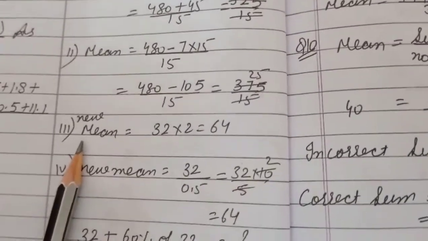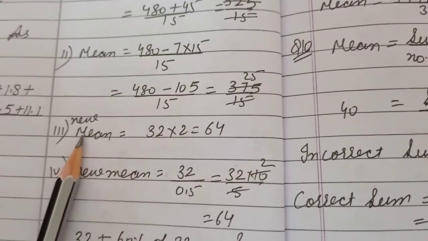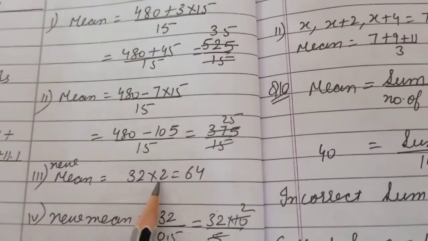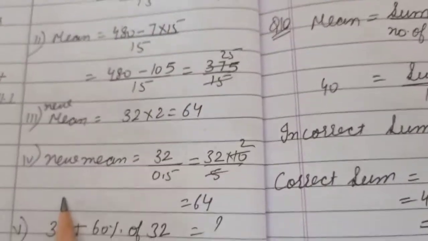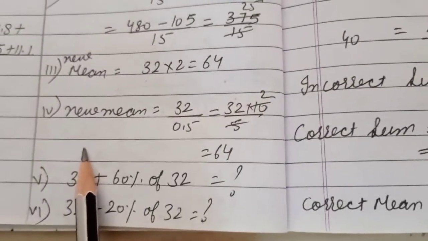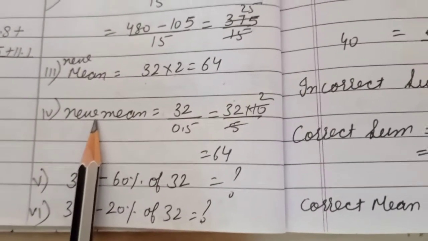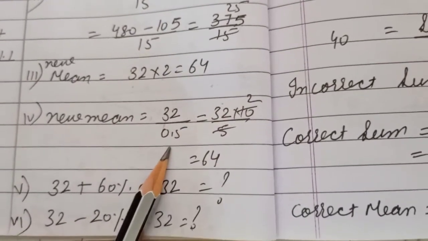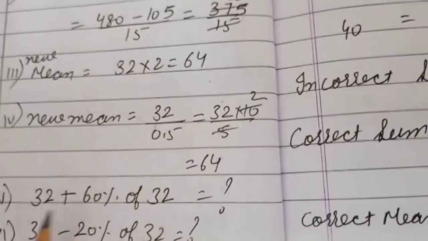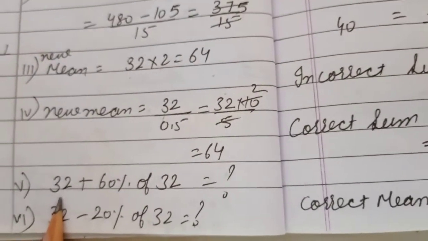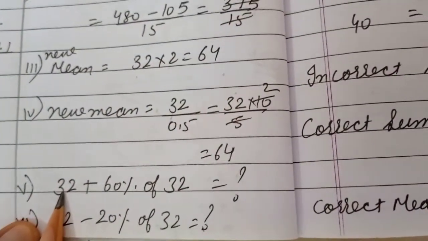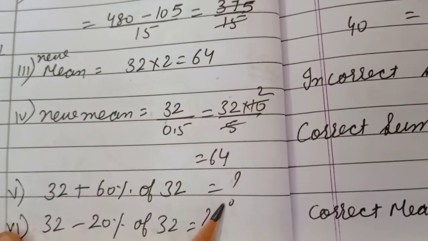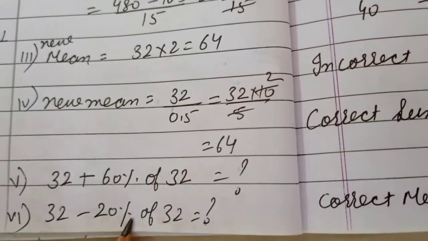Third property, if each observation is multiplied by 2, now I directly wrote. Earlier what was the mean? 32. What will be the new mean? 32 multiplied by 2. Fourth part, if each observation is divided by 0.5, then what will be the new mean? Original mean divided by 0.5. This will be your answer. Fifth part, if increased by 60%, the original mean was 32 plus 60% of 32, you can solve and find the answer. In the same way you can do the sixth part also.